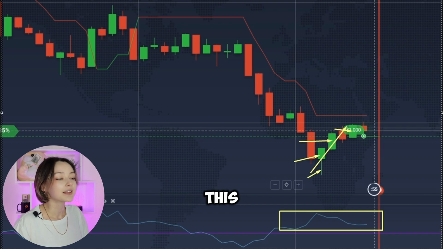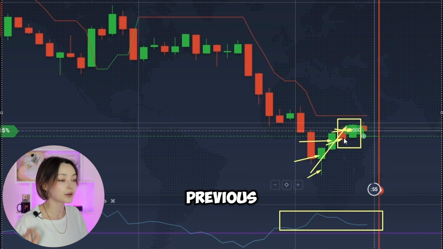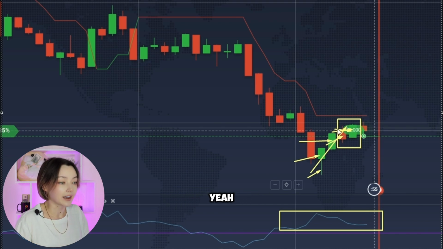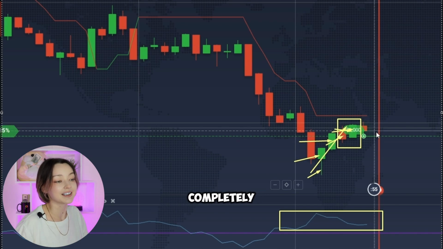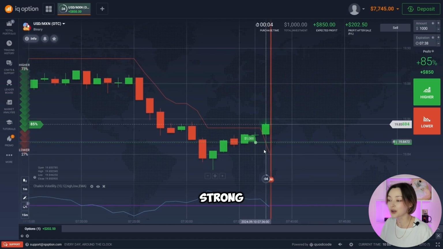Just look, guys, this is what the pattern looks like. It consists of two candles. In this specific example, the second candle completely engulfs the previous one. In this case, the green candle has completely engulfed the red one. This points to a strong buyer's presence.